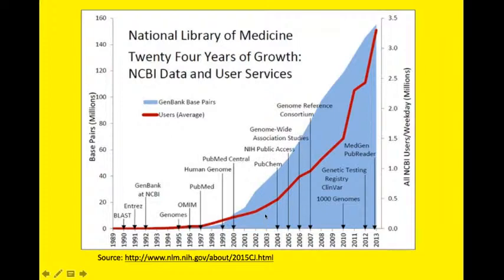Again, from 2003, they started to rise rapidly with these various discoveries. Like 1000 Genomes, genetic testing was done, the Medical Genome reader was developed, and the Genome Reference Consortium was done in 2007. These are all data over the 24 years of growth of NCBI data and user services.